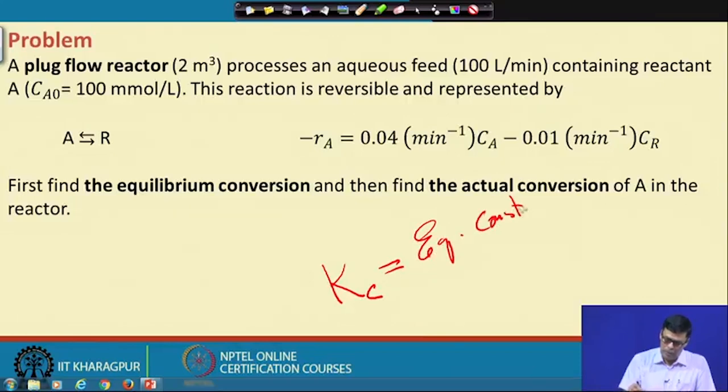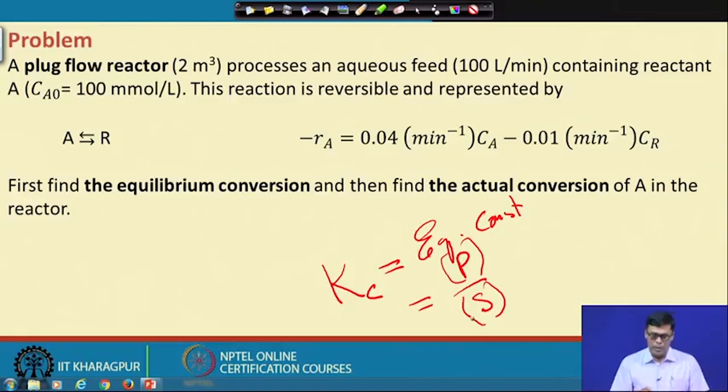And the equilibrium constant is equal to what? The concentration of product by the concentration of substrate. Am I right? Now, I told you that when you work with any reversible process, to increase the product concentration either you have to take the product out so that more substrate will convert to product, or you have to add more substrate to get more product. So, let us see how we can analyze this system.